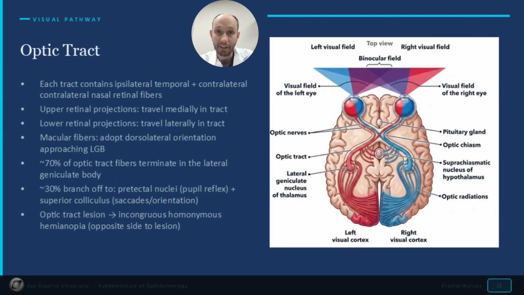The optic tract is the part of the optic nerve that travels through the postchiasmal section into the lateral geniculate nucleus. Not all of the optic nerve fibers go to the lateral geniculate nucleus, only about 70%. The other 30% then go to the pretectal nucleus and the superior colliculus, so they can focus on the pupil reflex as well as the saccadic eye movements.